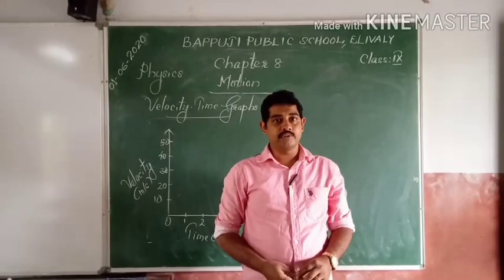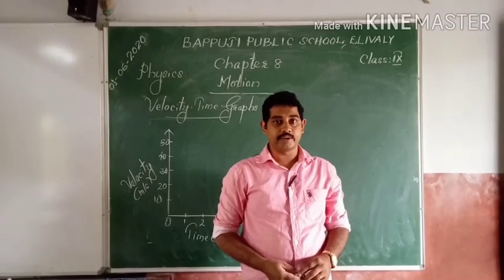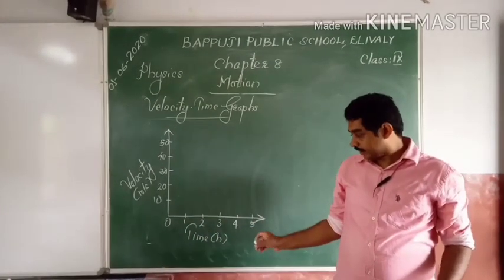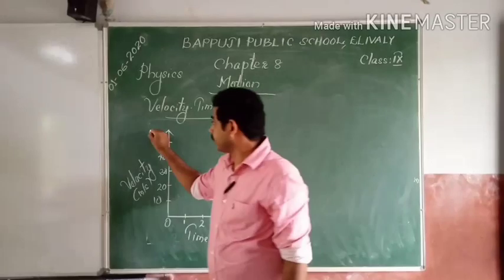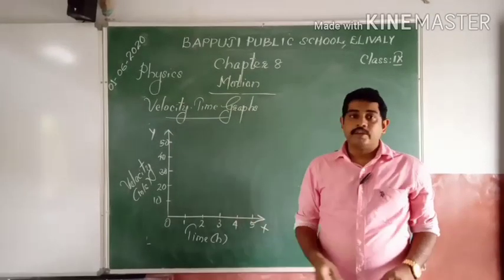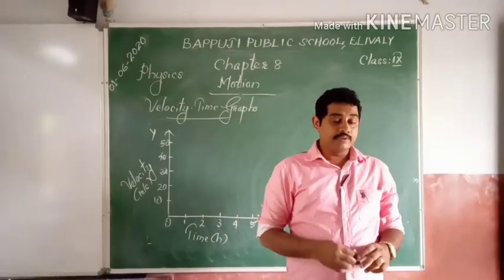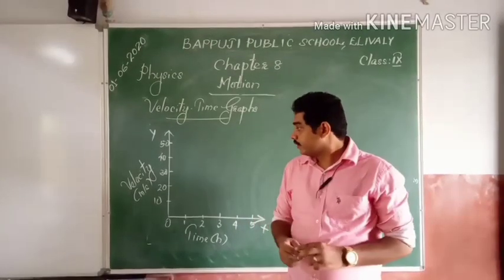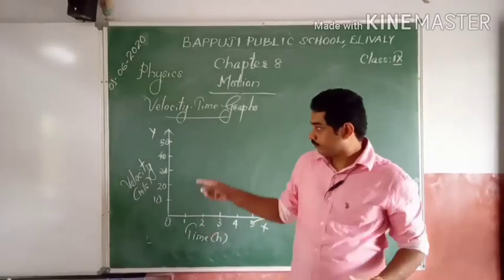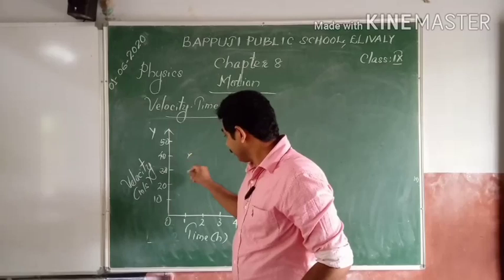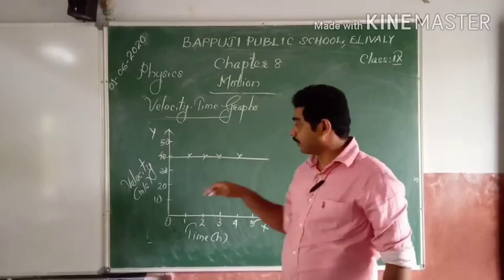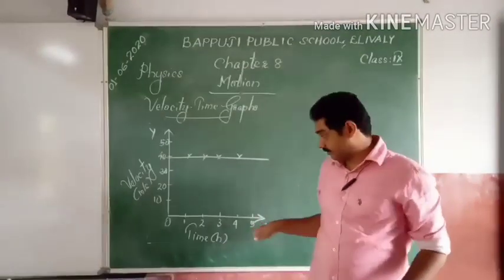The variation in velocity for an object moving along a straight line can be represented on a velocity time graph. In a velocity time graph, time is taken along the x-axis and velocity along the y-axis, with time in hours and velocity in meters per second. For uniform motion, velocity remains constant. Suppose an object moves with a velocity of 40 meters per second, and time goes 1 hour, 2 hours, 3 hours, and 4 hours. Velocity remains constant, so we get a straight line parallel to the x-axis.